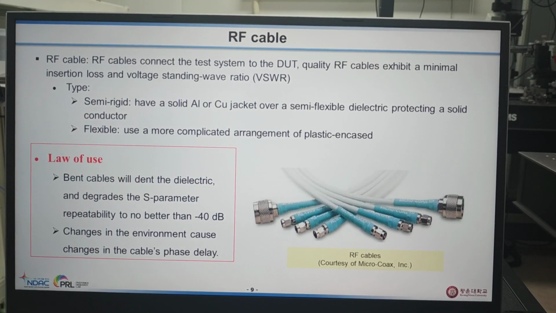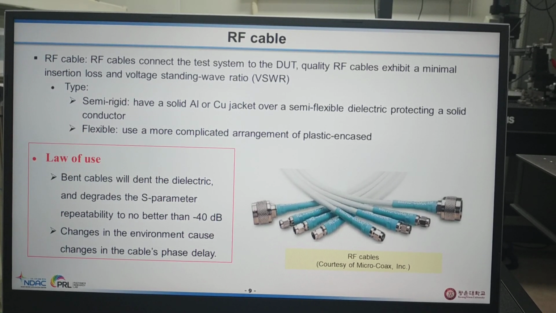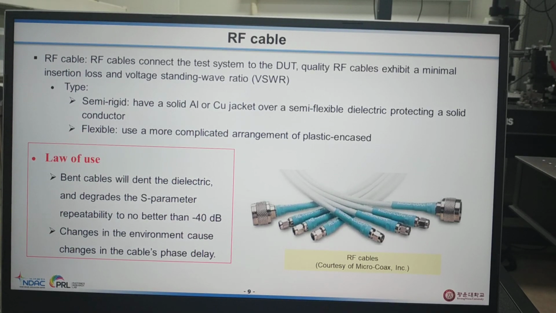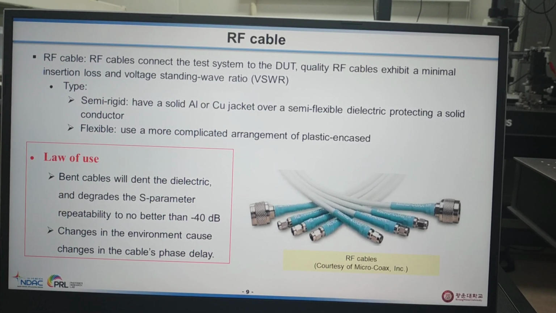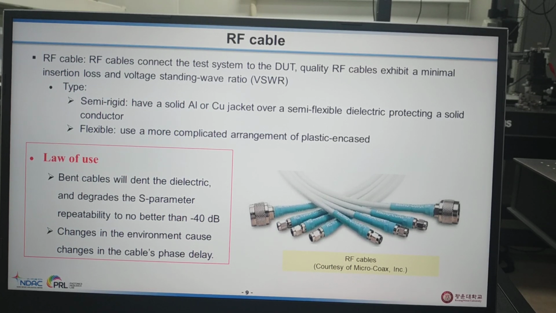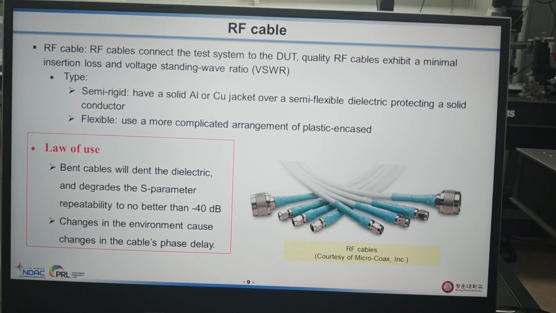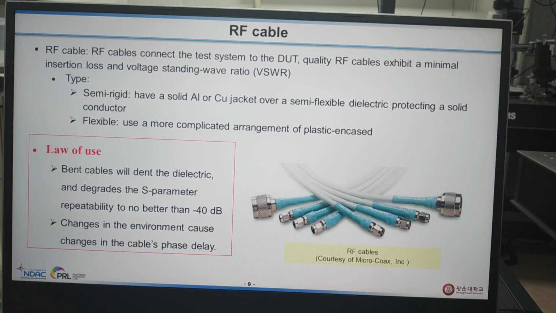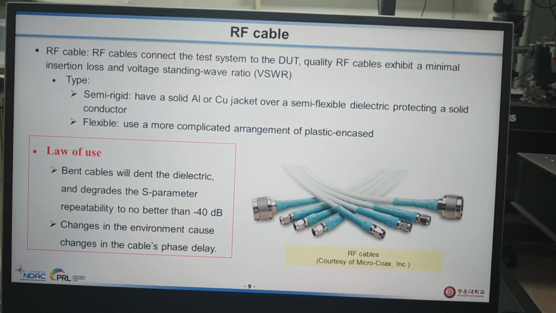One is the semi-rigid cable. It has a solid silver or copper jacket over the semi-flexible dielectric protecting the solid conductor. Another one is the flexible cable. It uses a more complicated arrangement of the practical encased.